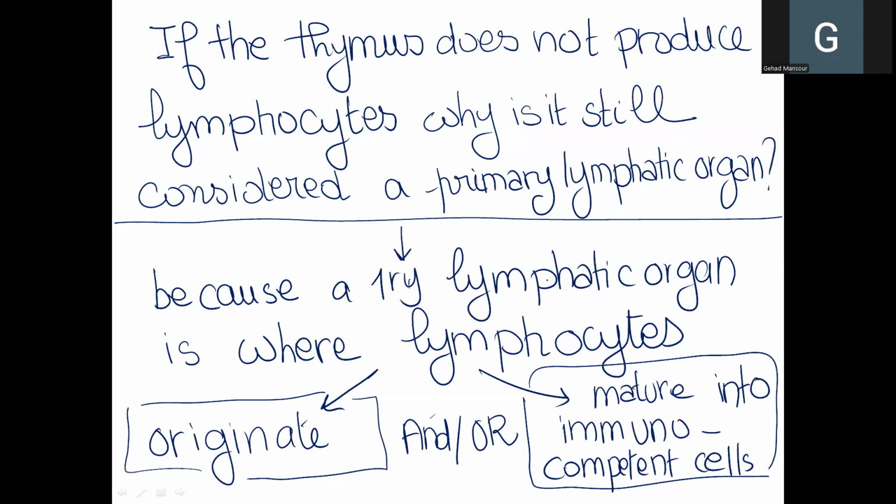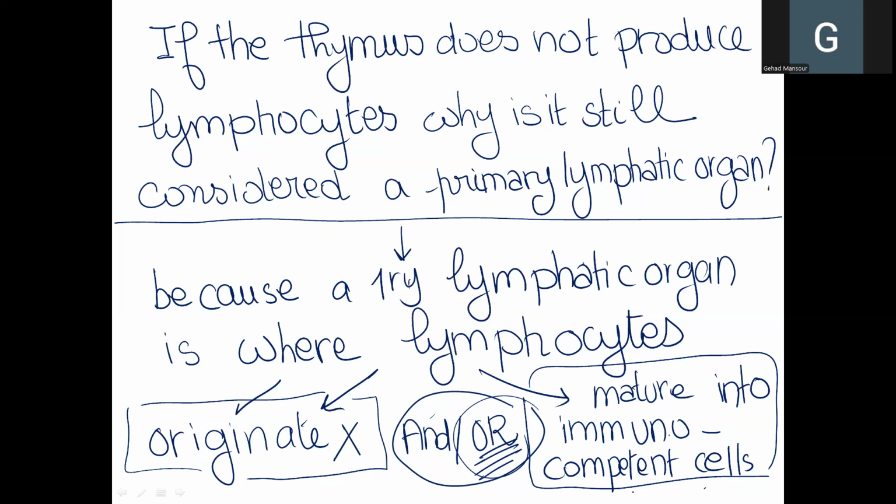The thymus does not produce lymphocytes. The thymus receives lymphocytes from the bone marrow, but however, it is considered a primary lymphatic organ. Why? Because by definition, a primary lymphatic organ is an organ where the lymphocytes originate and/or mature into immunocompetent cells. So in the case of the thymus, lymphocytes do not originate in the thymus, but we have the other option, which is that they mature into immunocompetent cells.